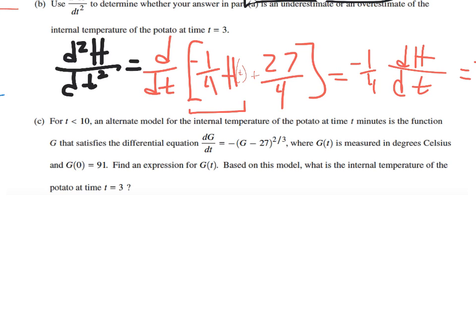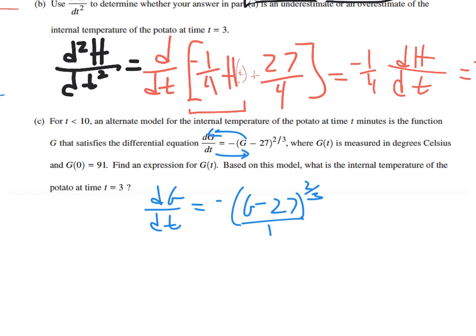Okay, this is a separable differential equation. What we need to do is get the t's over here and take all those g things over there. So let's take our dg/dt equals negative (g minus 27) to the 2/3. So we need to divide by that expression and multiply both sides by dt, or if you want to think of it as cross multiplying, we're going to end up with negative 1 over (g minus 27) to the 2/3 equals dt. Oops, I've got my dg there.